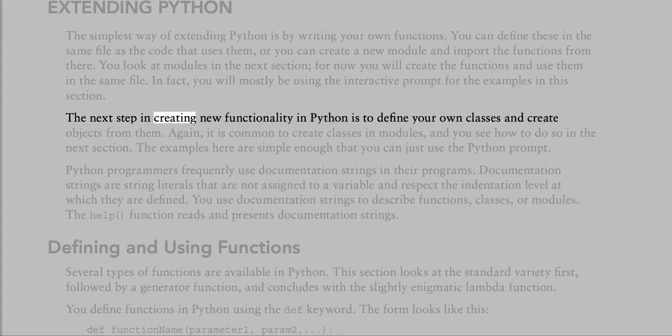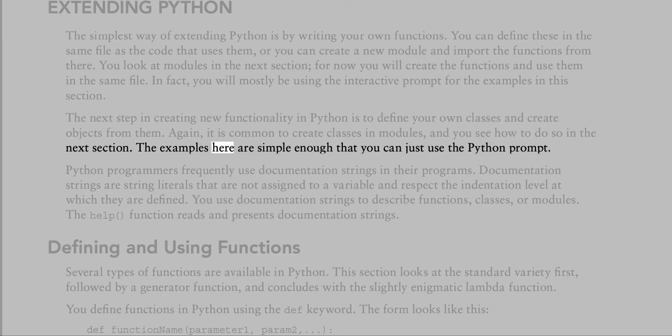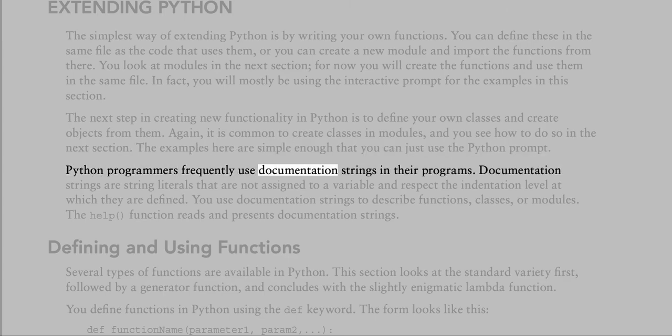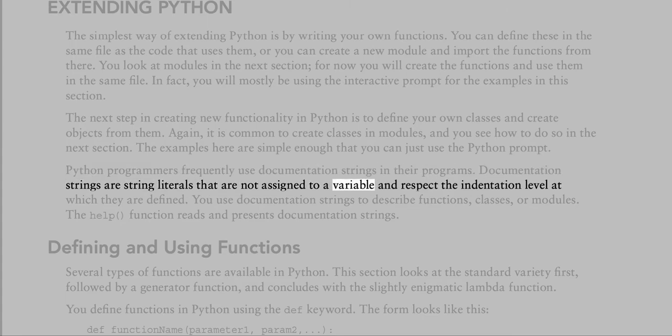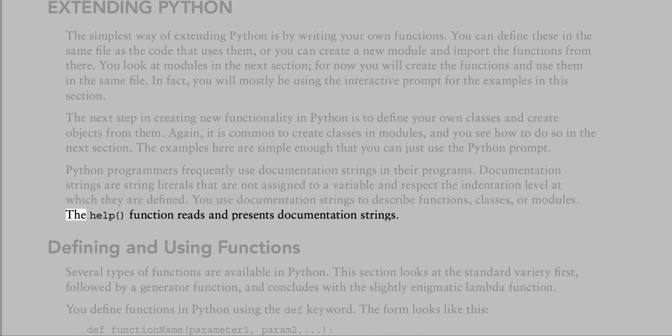The next step in creating new functionality in Python is to define your own classes and create objects from them. Again, it is common to create classes in modules, and you see how to do so in the next section. The examples here are simple enough that you can just use the Python prompt. Python programmers frequently use documentation strings in their programs. Documentation strings are string literals that are not assigned to a variable and respect the indentation level at which they are defined. You use documentation strings to describe functions, classes, or modules. The help function reads and presents documentation strings.